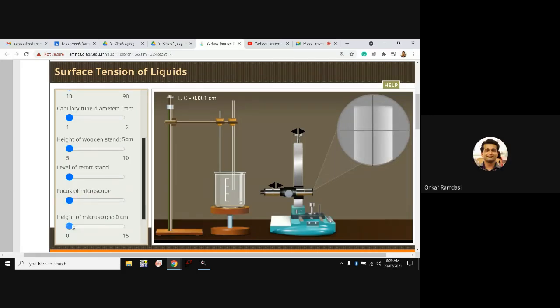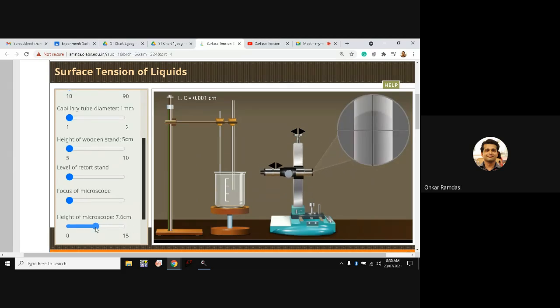Next, the height of the microscope. Now you can see the variation. The microscope is moving vertically, that's why we need to take vertical readings. If it is moving horizontally, then we need to consider horizontal readings. I hope this is clear.